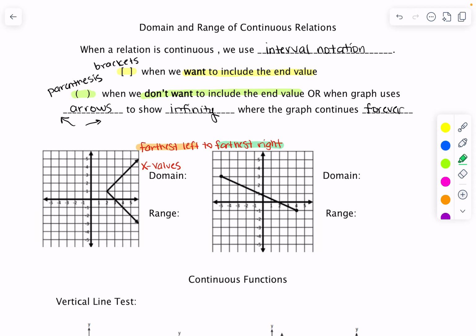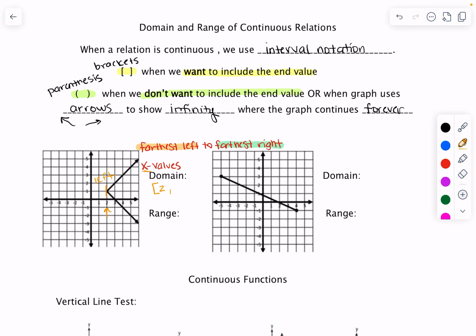So when I write my domain, I'm going to make sure, and I'm going to write a little bit underneath it because I didn't leave a lot of room. So my domain is right here as my farthest left. And what is my x value there? My x value is 2. And I'm going to put that in a bracket because that point is specific. It's on the graph. It's not an arrow. It's not going on forever. And it's not an open circle. So I'm going to put a 2 there with a bracket.